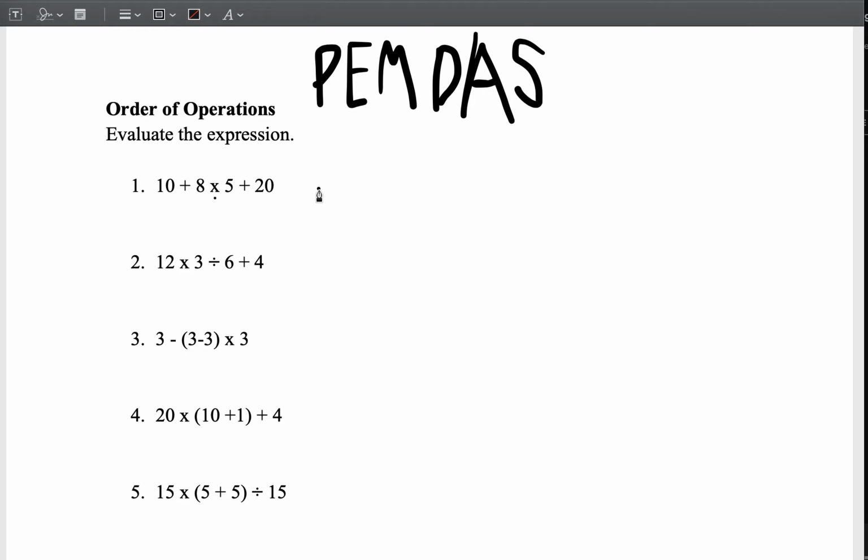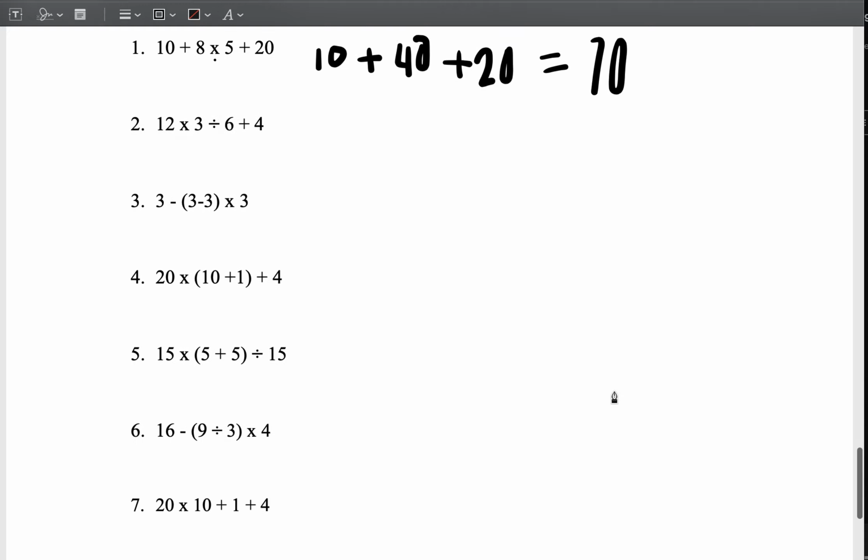So I'm just going to rewrite it as 10 plus 8 times 5, which is 40, plus 20. And because these are all the same signs, you could just add it all together. So 10 plus 40 is 50, 50 plus 20 is 70. So the answer to the first question is 70. Let me do one more.